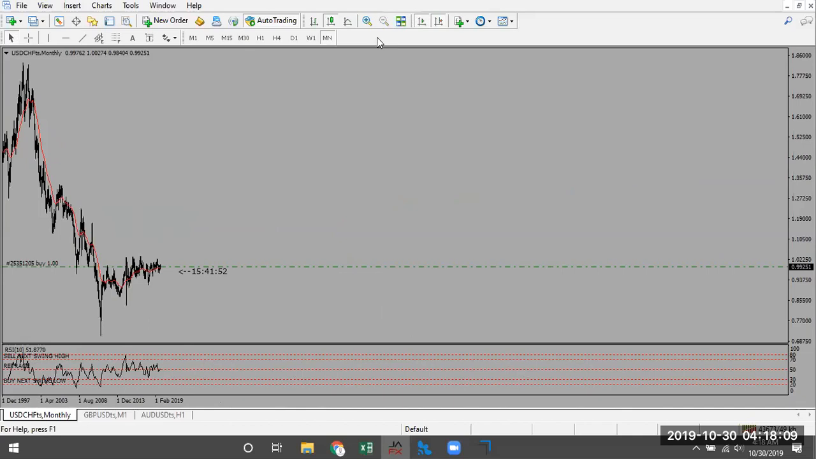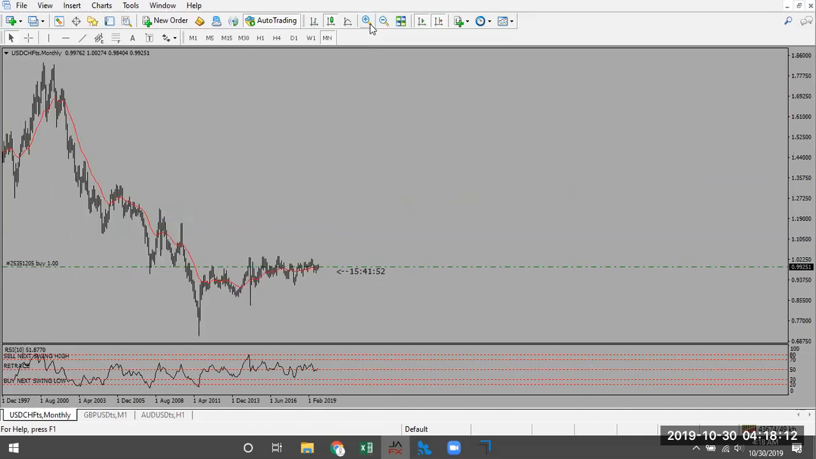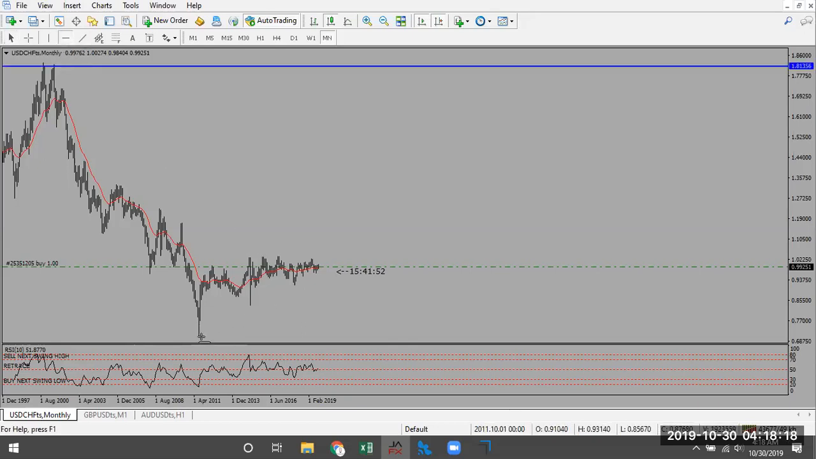Now, if we look at a bigger picture here on the monthly time frame, just to dive right into it, we can clearly see a high and a low ultimately, right? Agreed? Okay, so just seeing that, we know that we're looking for a potential retrace, correct?